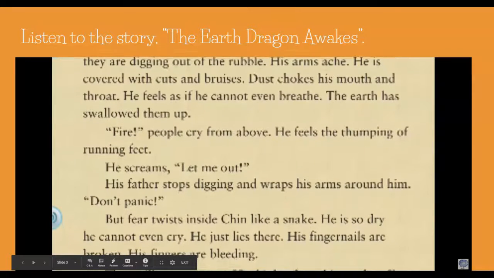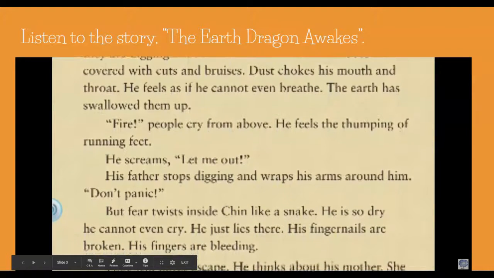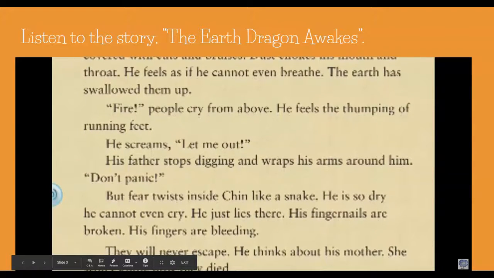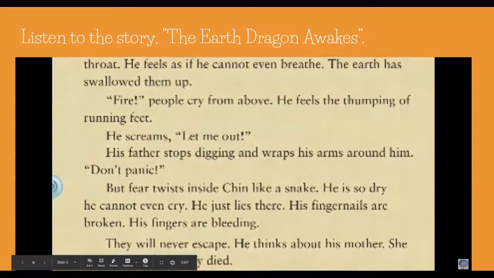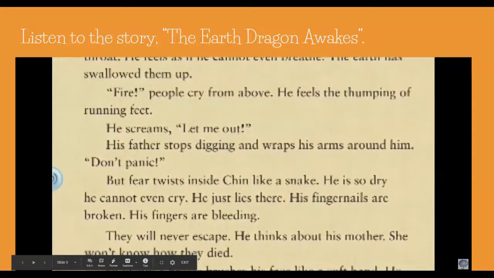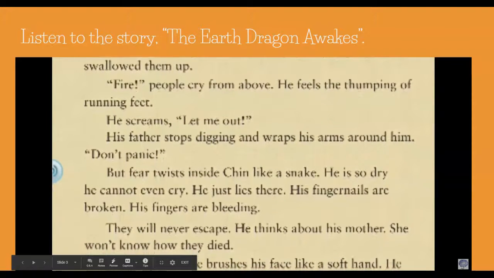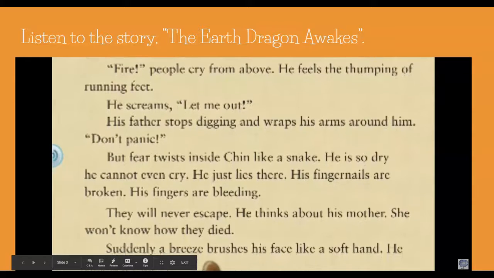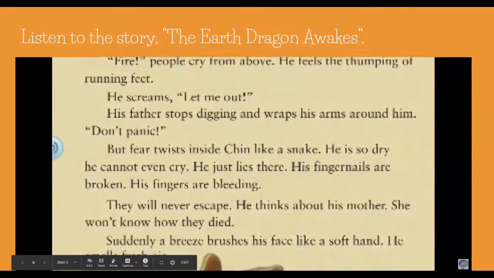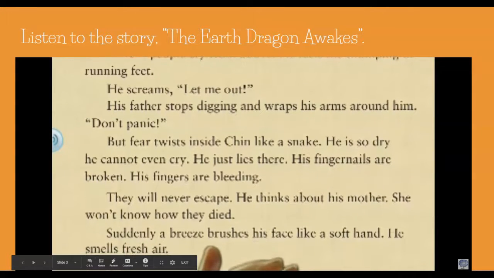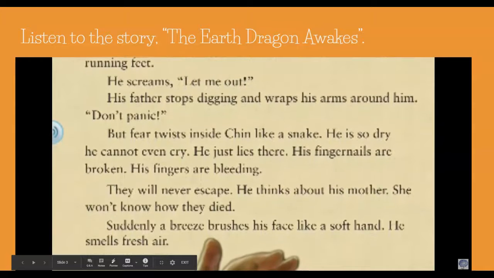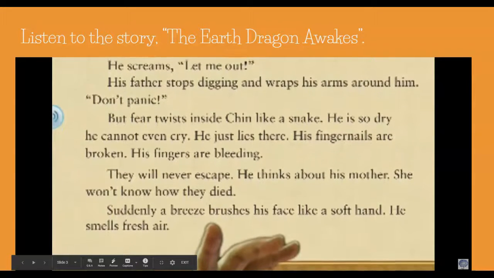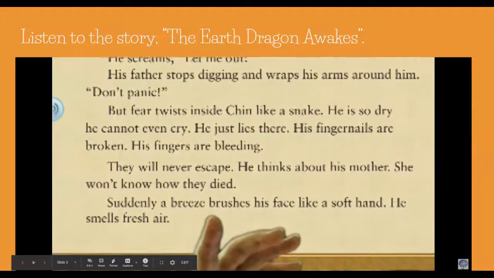"Fire!" people cry from above. He feels the thumping of running feet. He screams, "Let me out!" His father stops digging and wraps his arms around him. "Don't panic." But fear twists inside Chen like a snake. He is so dry he cannot even cry. He just lies there. His fingernails are broken. His fingers are bleeding. They will never escape. He thinks about his mother. She won't know how they died.